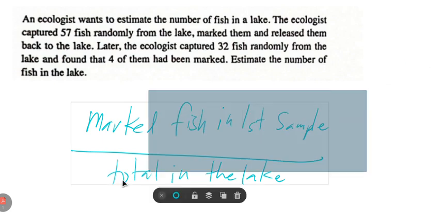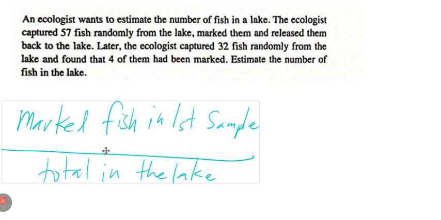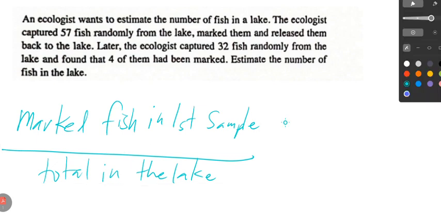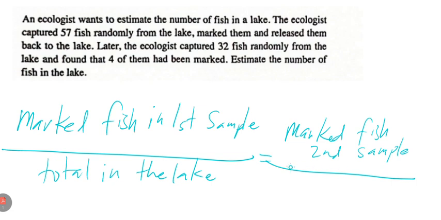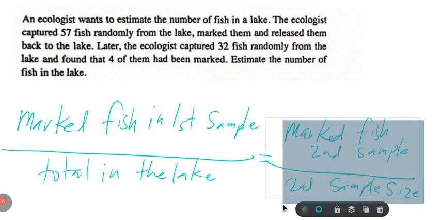Now we're going to set that equal to the other part of the equation. The second part of the equation is the marked fish in the second sample over the second sample size. All right, so that's the equation that we're going to follow.